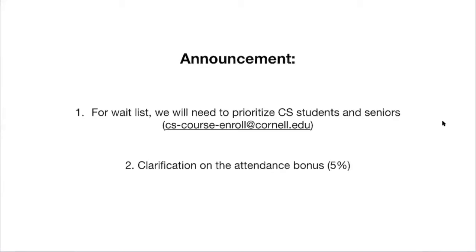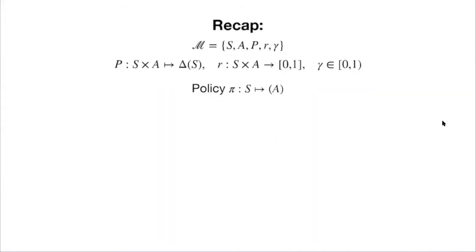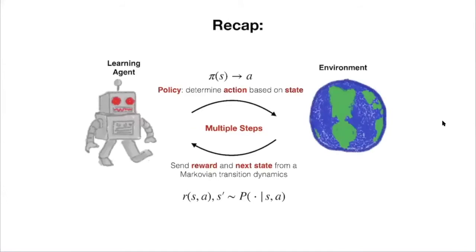Right, so let's start. Let's do a quick recap about what we covered last time. This is the general picture that we use to capture the Markov decision process. We have a learning agent that has something called a policy in her mind, and the agent is interacting with the environment. Every time, the agent looks at the state, determines an action, and sends the action to the environment.